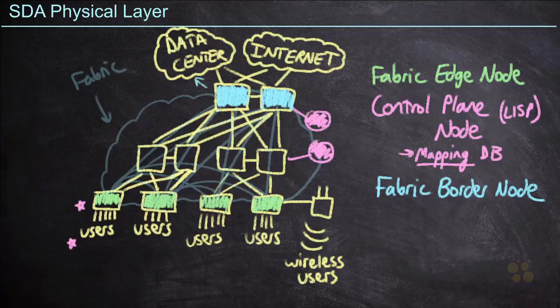For example, the data center, that's a known network, part of our infrastructure. It's just not part of the SDA fabric. Meanwhile, the internet consists of all of our unknown networks.